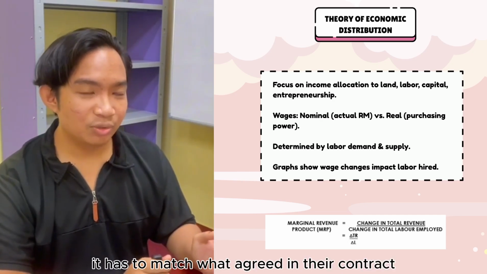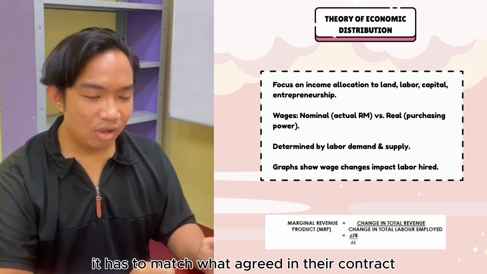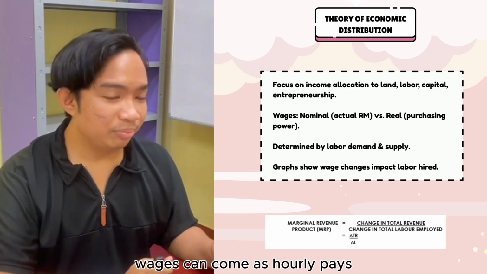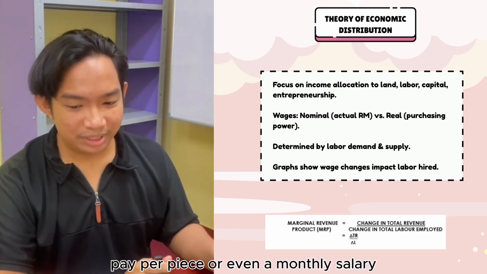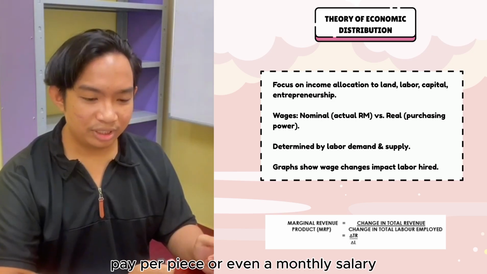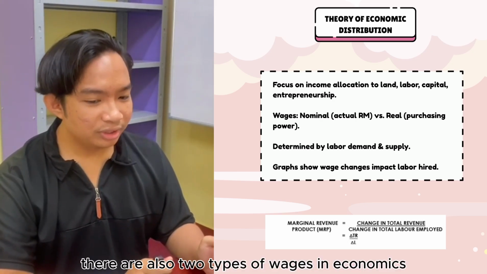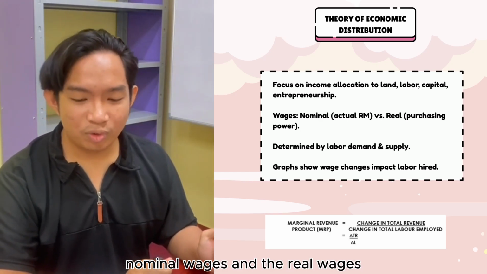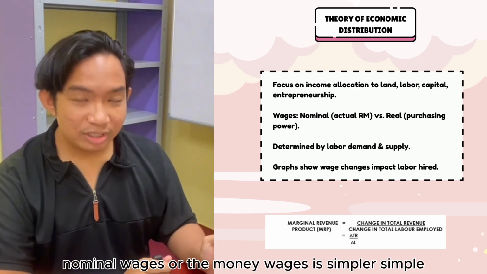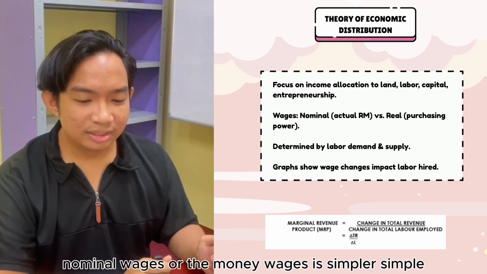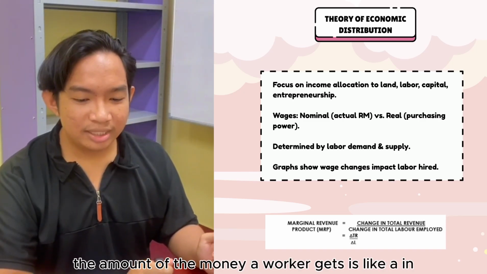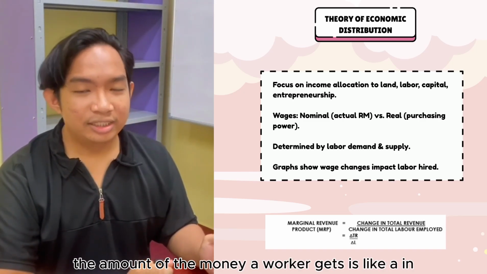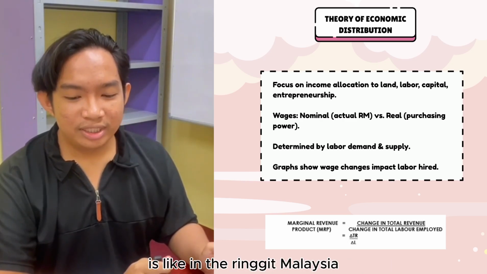It has to match what they agree in their contract. Wages can come as hourly pay, pay per piece, or even a monthly salary. There are also two types of wages in economics: nominal wages and real wages. Nominal wages, or the money wages, is simply the amount of money a worker gets. It is like in ringgit Malaysia.